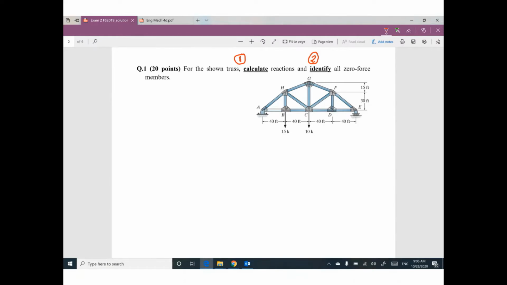We have A, it's a hinge. So we have two reactions, XA, YA. E is a roller, so we have only one reaction, YE. To figure out these reactions, we have 3 equilibrium equations. Summation f of x equals 0.